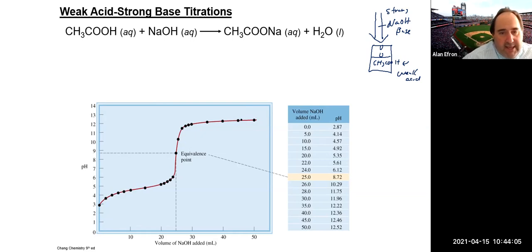So much like the previous one, there really are 4 different points along the way here. And let's talk about maybe some of the differences and how you handle these calculations. Let's start again. We'll call this number 1, which is at the start of the titration. So before you add any sodium hydroxide, start of the titration, no base added.